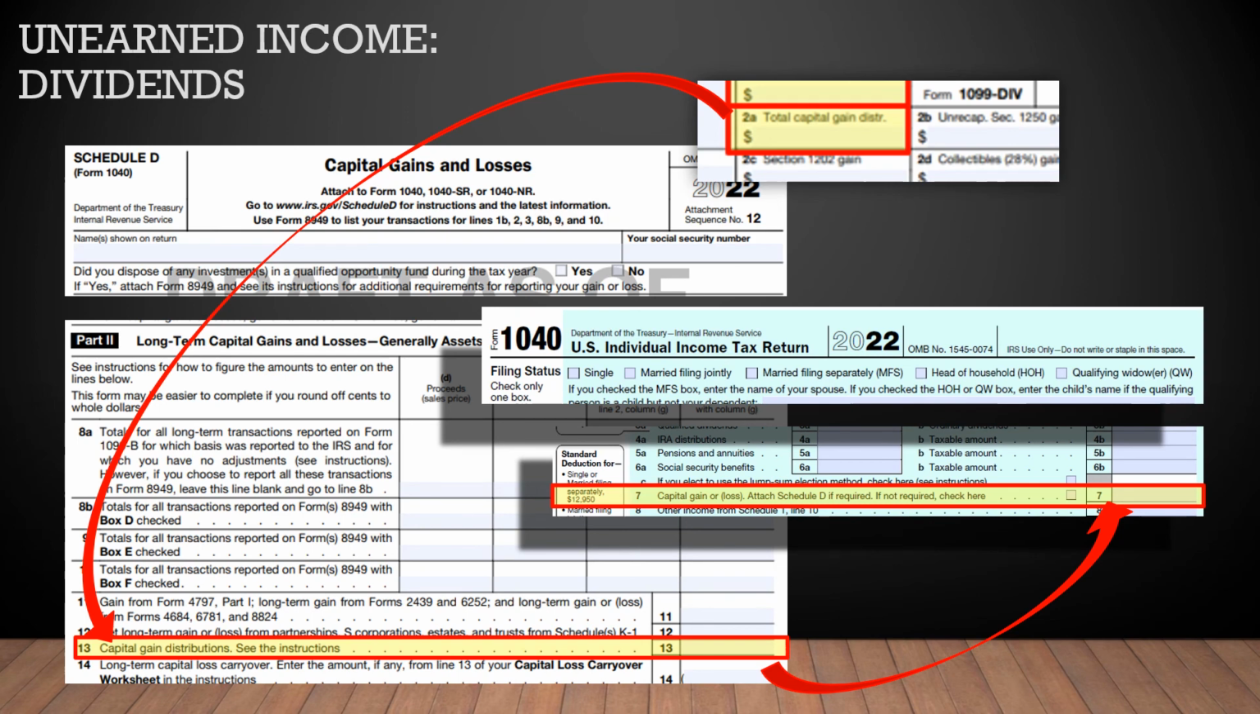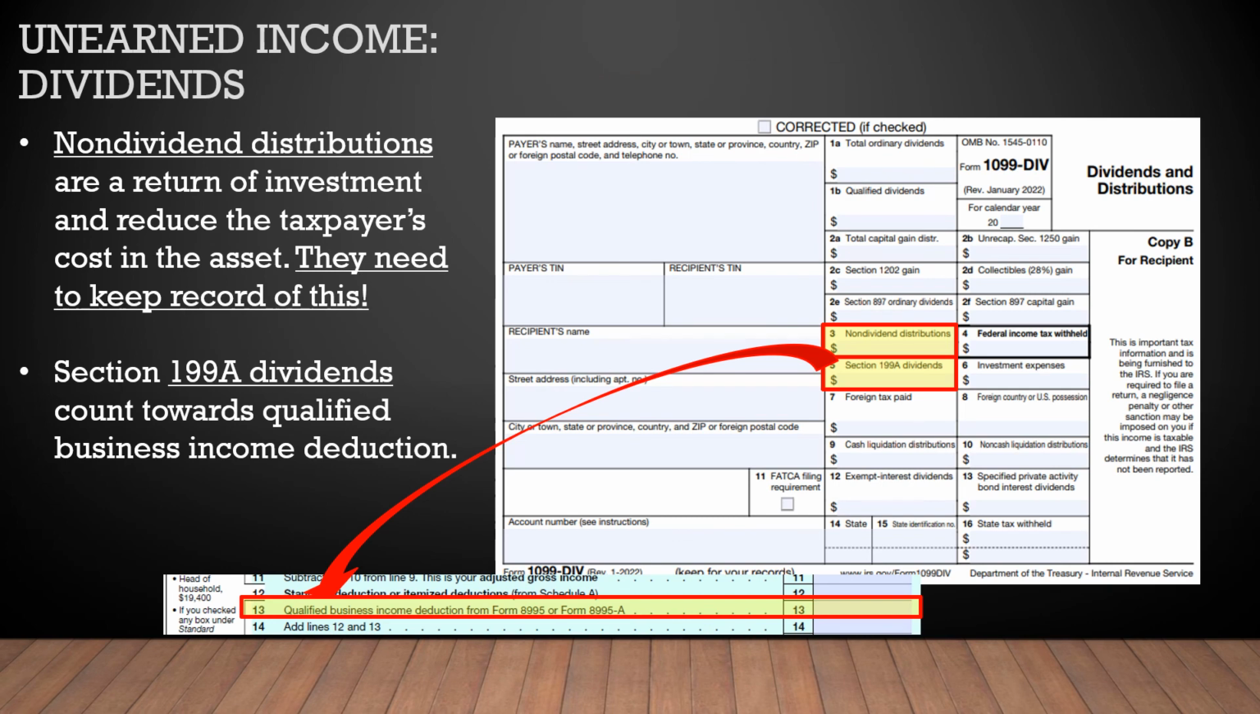And then again, that box 2a, the total capital gains distribution, remember it's going to go on Schedule D for our capital gains and losses. And that ends up flowing to line 13 of Schedule D, which in turn flows up into the 1040 on line 7 for capital gains or losses. Just a couple more boxes on the 1099-DIV.